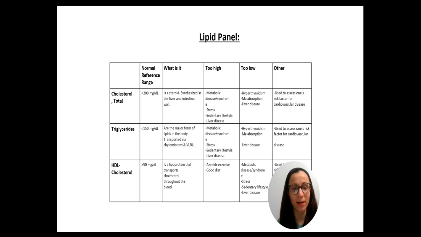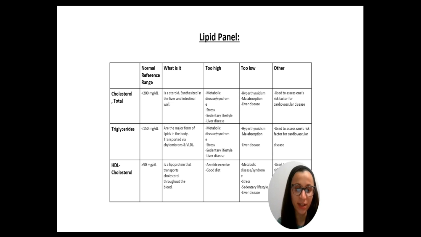We go on to the lipid panel. So the lipid panel, we first start out with our total cholesterol. Cholesterol is a steroid. It's synthesized in the liver and intestinal wall. If it's too high, usually it indicates a metabolic syndrome, stress, someone who sits, doesn't exercise, eats bad, etc. Too low, there are some causes, but it's usually used to assess a risk factor for cardiovascular disease. So if it's over 200, usually the higher it goes, the more they're at risk for heart disease, clogging of the arteries. The same thing goes with triglycerides.